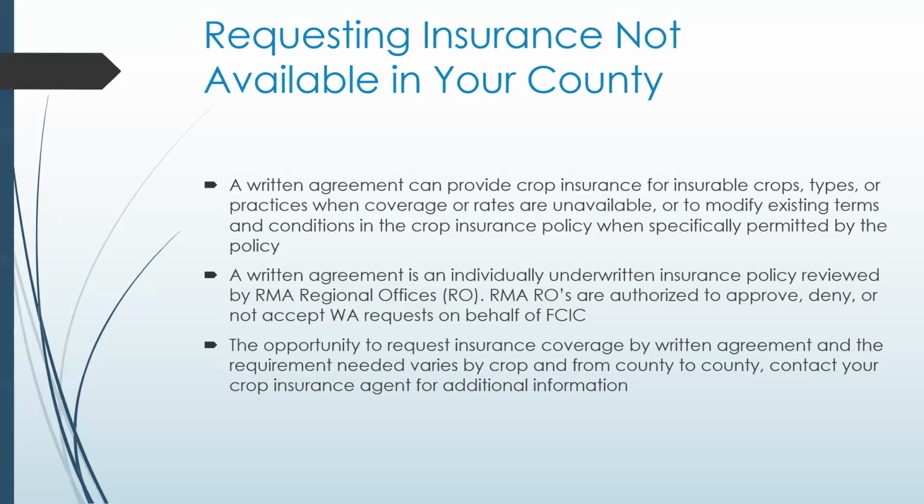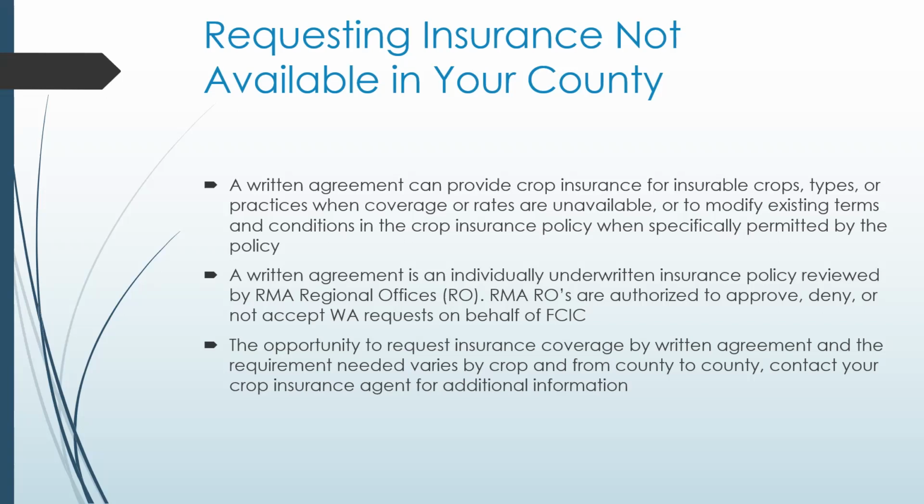Okay, and as promised, there may be times when you want to produce something that is not available yet in your county. We have a way of requesting insurance for crops that are not yet available in your county. This is different than NAP, which is taken through the Farm Service Agency. We call this a written agreement. These are requests that you work on with your agent to submit to us in the regional office, in order to request insurance that's not already available.